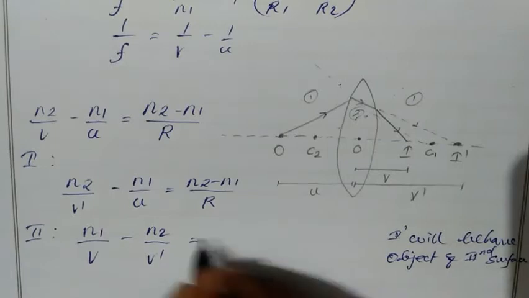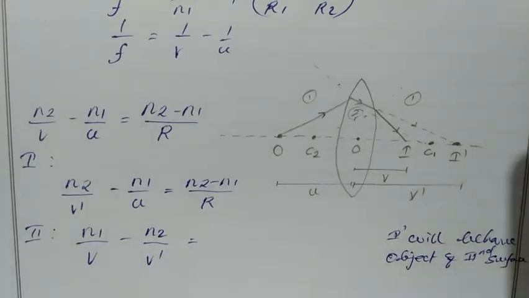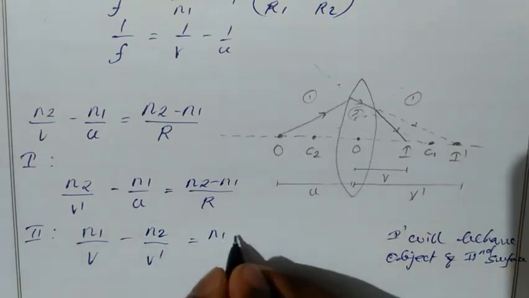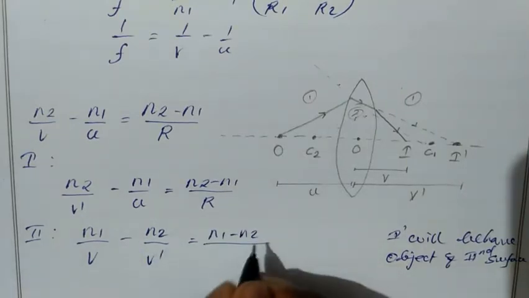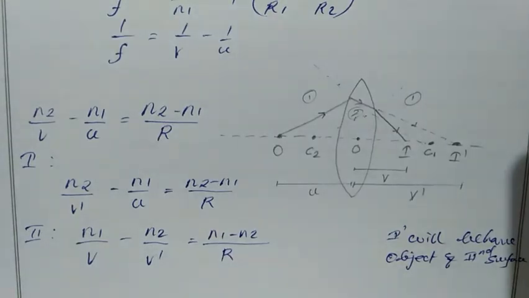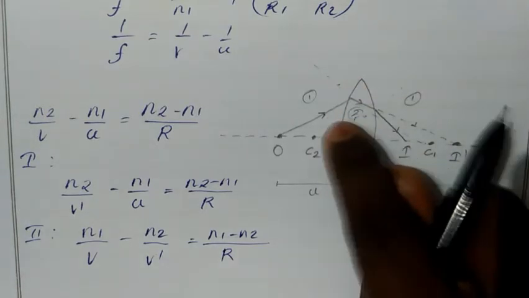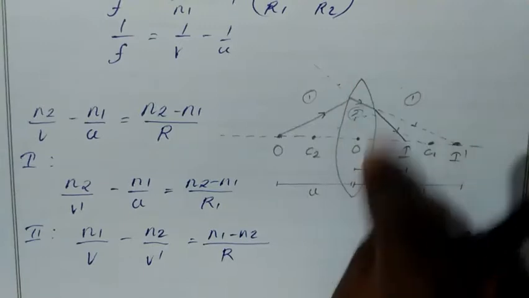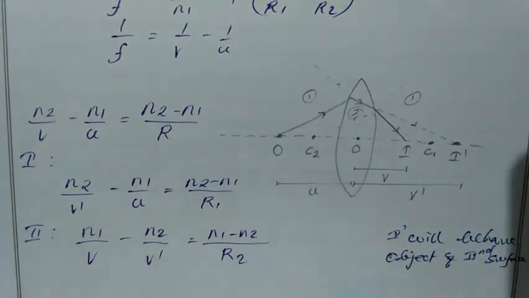Clear? Equal to n2 minus n1. What is n2? So light goes to which medium? Light goes to air. So instead of n2 we take n1, and instead of n1 we take n2, divided by r. So here we have two radii of curvature. For the first surface we have radius of curvature r1, for the second surface we have radius of curvature r2. Okay, in a lens we have two radii of curvature.